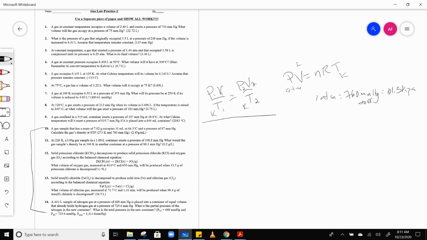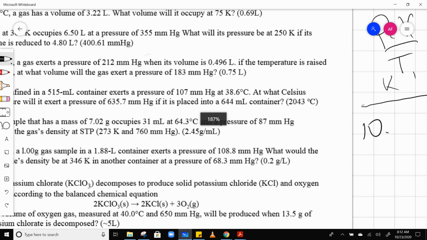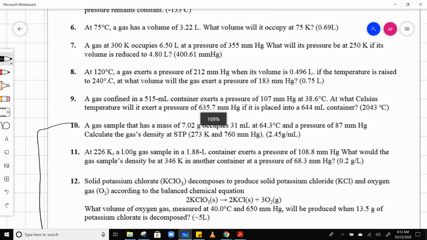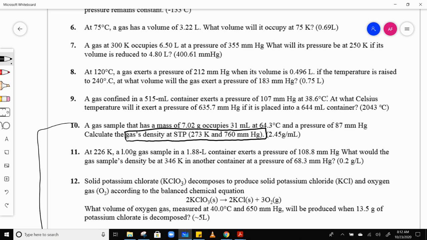Okay. So let's look at number 10. Let's zoom in on it a little bit here. A gas sample has a mass of 7.02 grams, occupies 31 milliliters at 64.3 degrees Celsius, and a pressure of 87 millimeters of mercury. Calculate the gas's density at STP. I know I went over this one yesterday, I believe, for this class, but I'm just going to do it again. Can't hurt, right?